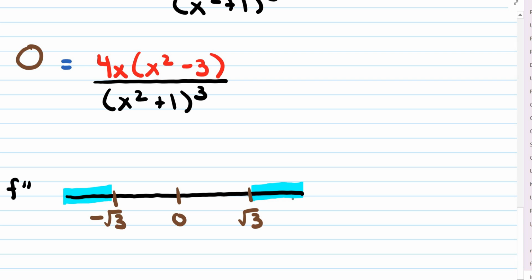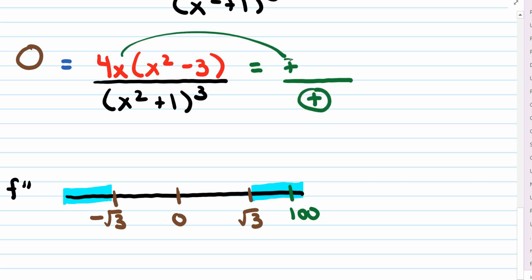Let's see if we can test the regions there. A very safe number in this region is going to be positive 100. If I plug in positive 100 into all the x expressions here, the denominator is always going to be positive. The 4x here will be positive, 4 times 100 is positive. And if I plug in 100 squared minus 3, that's also going to be positive. So this whole region is going to be positive.